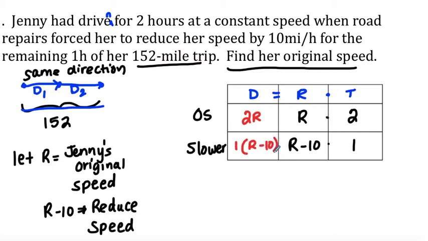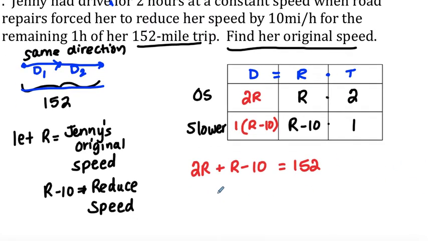Now remember, that's that phantom 1. We don't really need it, do we? All right, so we set D1, which is 2R, plus D2, which is R minus 10, and that's going to equal our whole distance, which was 152. Okay, and so then we add like terms. We get 3R minus 10 equals 152.